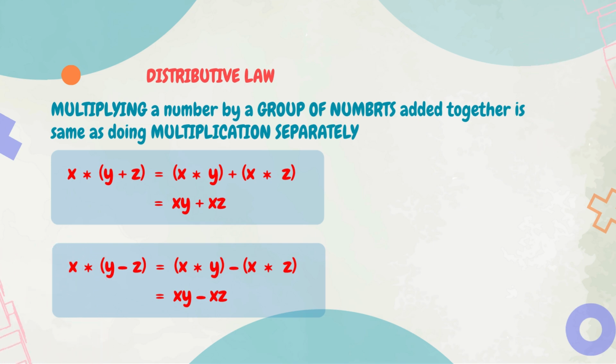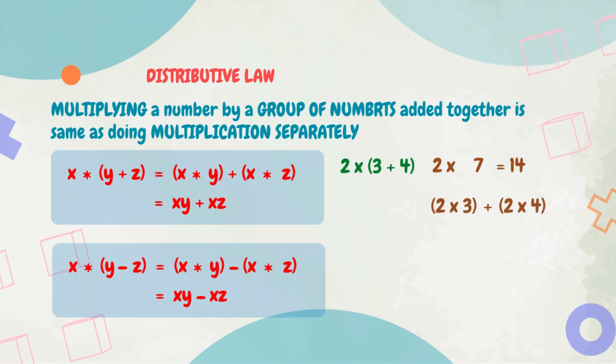For example, given a problem 2 times (3 plus 4), we can add 3 and 4 and multiply the result with 2, or we can multiply 2 with 3 and 4 separately. For the first method, 3 plus 4 gives 7, then 2 times 7 gives 14. For the second method, 2 is multiplied by 3, plus 2 also multiplied by 4. This becomes 6 plus 8 and finally gives 14 as well.